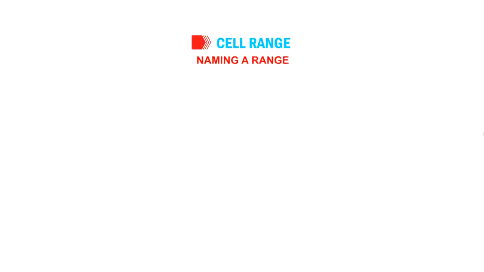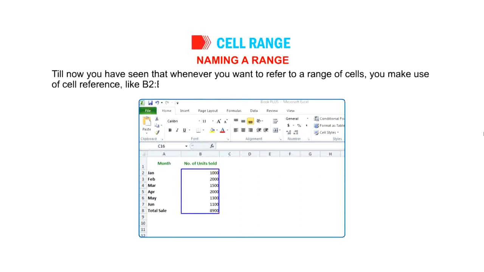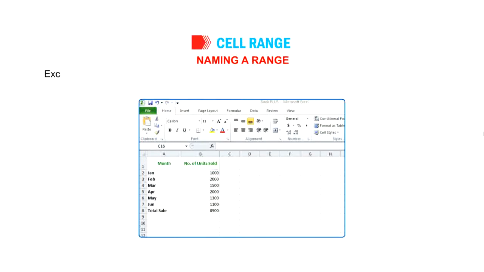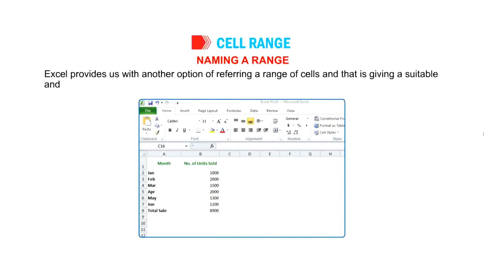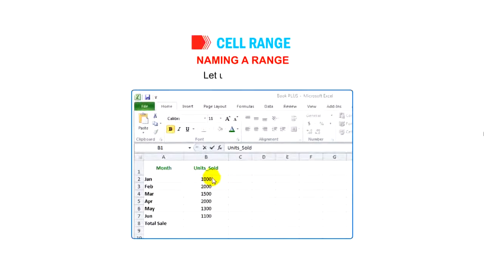Naming a range. Till now you have seen that whenever you want to refer to a range of cells, you make use of a cell reference like B2:B7. Excel provides us with another option of referring to a range of cells, and that is giving a suitable and meaningful name to the cell range. To define a name for a range, select the range of cells that you want to name. Let us say B2:B7.